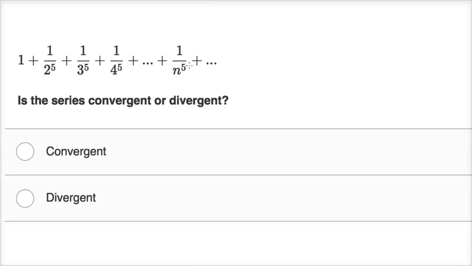So we have an infinite series here, 1 plus 1 over 2 to the fifth plus 1 over 3 to the fifth, and we just keep on going forever. We could write this as the sum from n equals 1 to infinity of 1 over n to the fifth power. And now you might notice when n is equal to 1, this is 1 over 1 to the fifth, that's that over there, and we could keep on going.